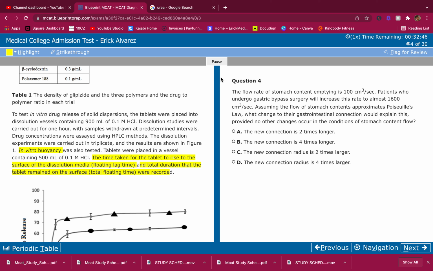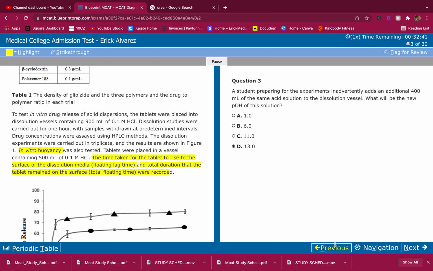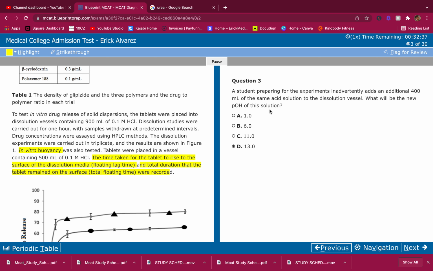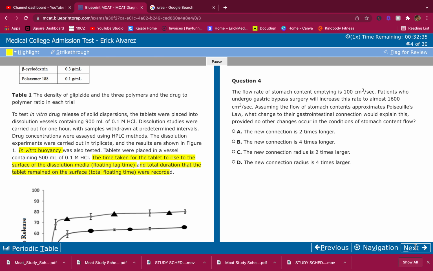Okay. The flow rate of stomach content. I'm sure you went, oh, for this one. Comment down below if you're like, oh, whoops. That's funny. The flow rate of stomach content emptying is 100 centimeters cubed per second. Patients who undergo gastric bypass surgery will increase this rate to almost 1600 centimeters cubed per second. Assuming the flow of stomach contents approximates Poiseuille's law.